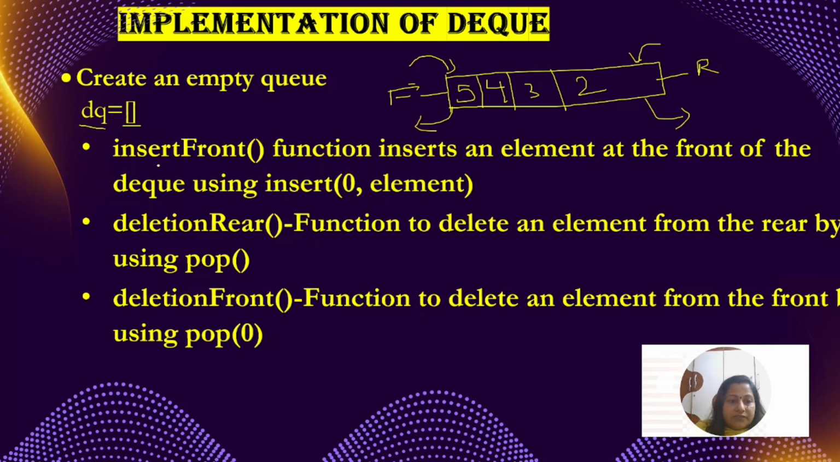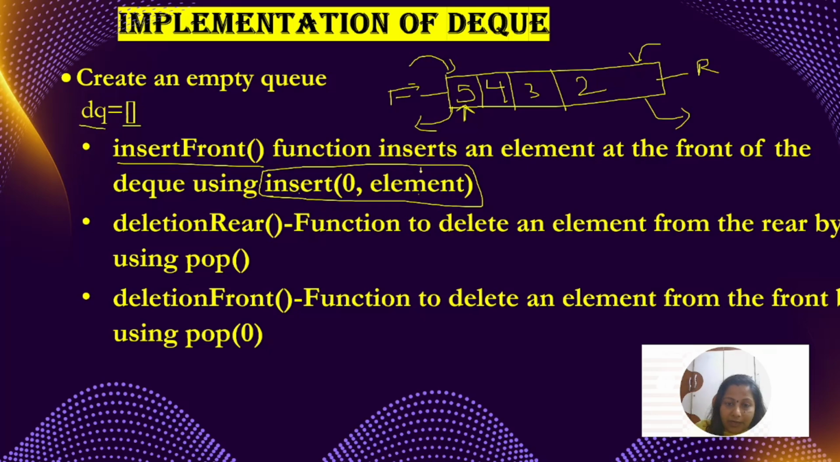Now what is the next one? Insert front. How can you insert at the front? Front means the first position you have to insert at. Which function will you use? Remember, when you want to insert at the rear, you can use the append function. But I want to insert at the first position. How can you insert? By using insert of 0, element. You use the insert function. Clear now? So what is the meaning? Insert of 0 means it will go in the 0 position.